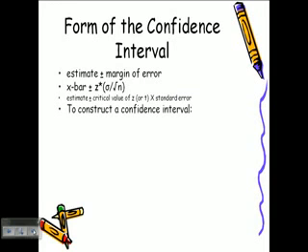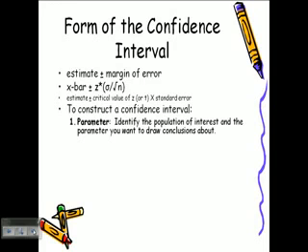Now, to construct a confidence interval, I have outlined the 4-step process that you must follow in every problem pertaining to confidence intervals that you calculate. The first thing you must do deals with your population parameter. You have to identify the population of interest in your problem as well as the parameter that you want to draw conclusions about. In our IQ example, our parameter was the IQ score for our population, which was all freshmen at Big City University.